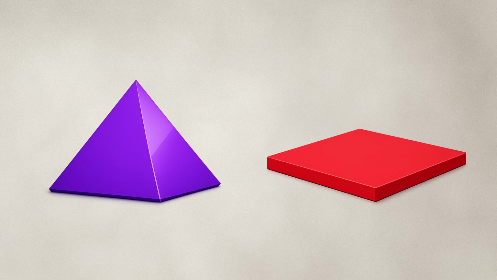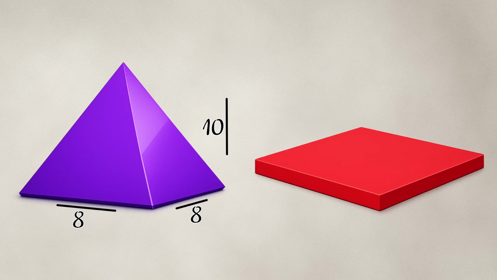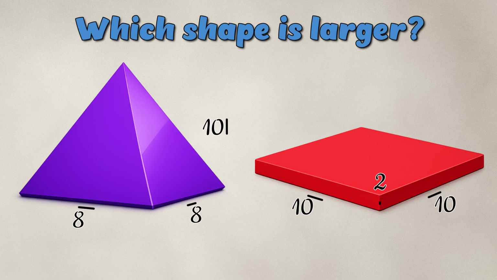Round 3. We're going flat versus tall. We've got a square pyramid with a base of 8 by 8 and a height of 10. Think Egyptian pyramid vibes. And then we have a rectangular prism with dimensions of 10 by 10 by 2. Basically a thick, flat square tile. Very flat, very wide. The prism looks big and solid. The pyramid looks pointy and inefficient. But which one actually has more volume?